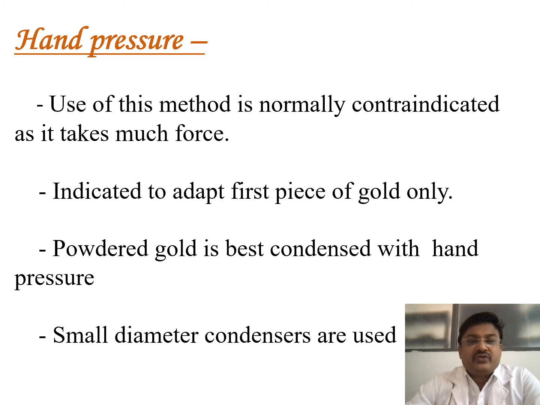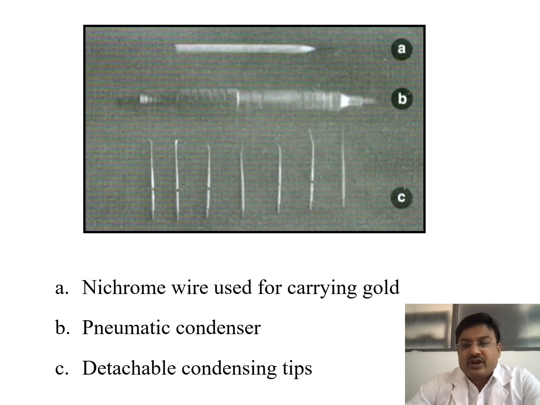The hand pressure. Use of this method is normally contraindicated as it takes much force. Indicated to adapt the first piece of gold only. Powdered gold is best condensed with hand pressure. Small diameter condensers are used.